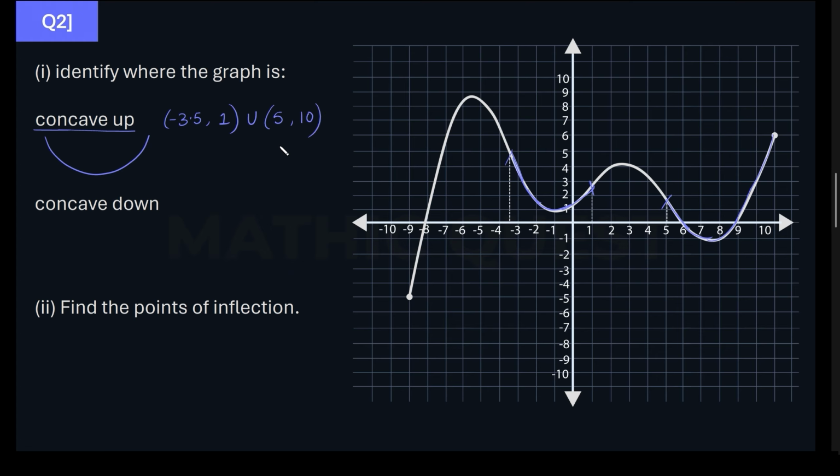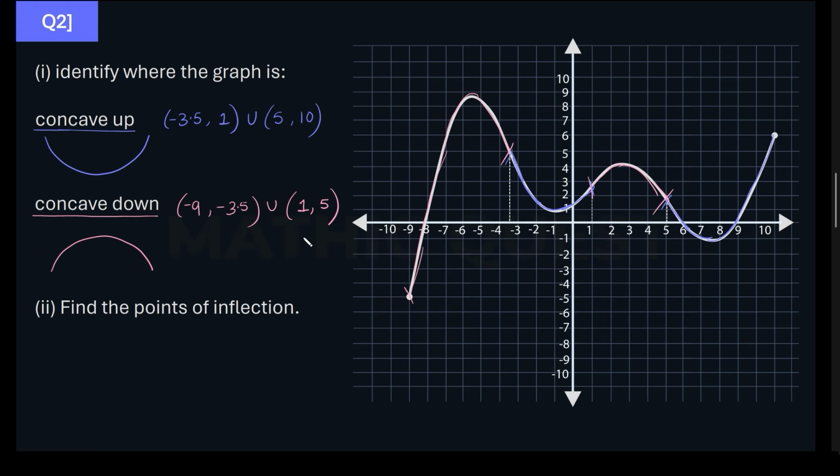Now, most of the standard calculus curricula define concavity over open intervals, but some textbooks use a closed bracket if the endpoint is included in the domain. In that case, this will be our final answer. A concave down graph bends downwards. It kind of looks like a frown, which we have here and here. So that's -9 to -3.5, union 1 to 5.